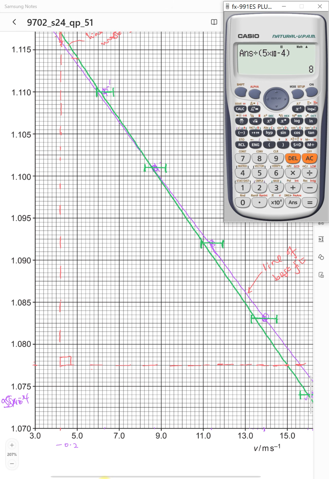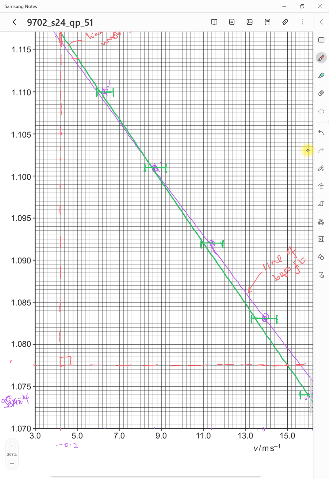So that is going to be 1.075 plus 5 boxes times 5 exponent minus 4. So that is 1.077. This is 1.0775.